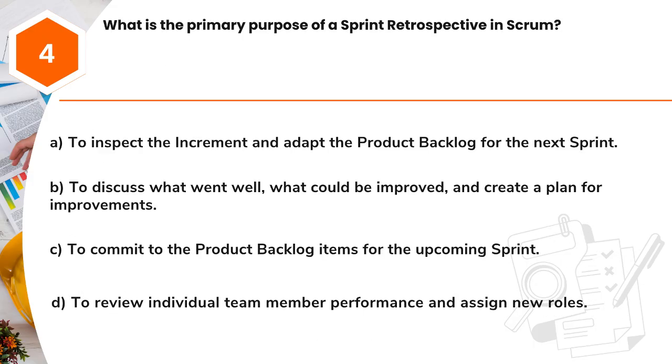Question 4. What is the primary purpose of a sprint retrospective in Scrum? A. To inspect the increment and adapt the product backlog for the next sprint. B. To discuss what went well, what could be improved, and create a plan for improvements. C. To commit to the product backlog items for the upcoming sprint. D. To review individual team member performance and assign new roles.